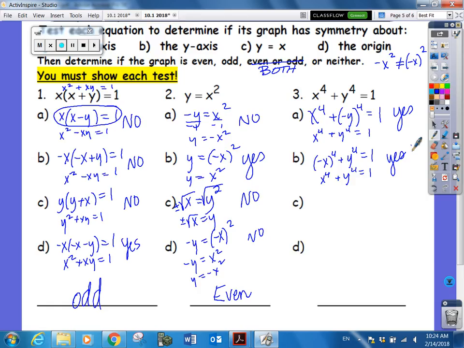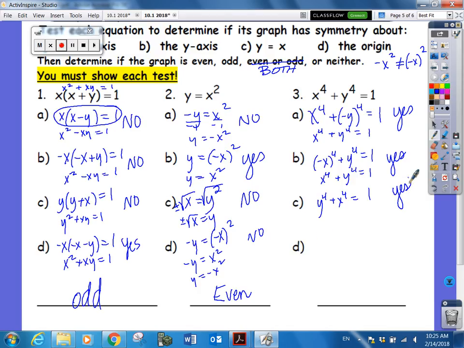So we have to do all the tests, and don't just assume that once you have a yes, the rest are no. Because on this one, they can all 4 be yeses. It just depends on the equation given. And then switch the x's and y's. So y to the 4th plus x to the 4th equals 1. So that's a yes too. Adding, it doesn't matter what order you add in, it's the same. So that's a yes.